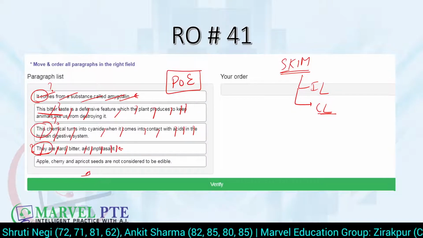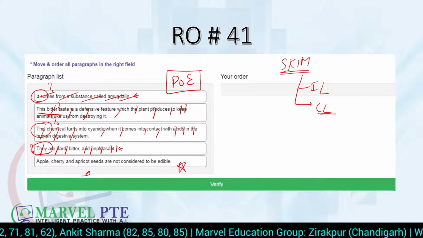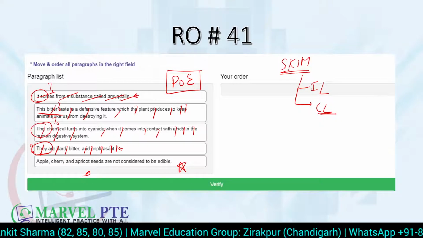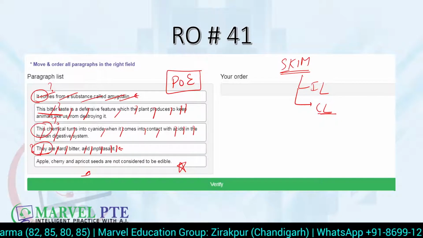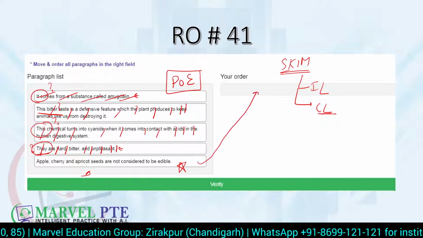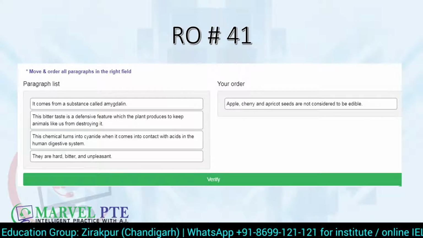Apple, cherry and apricot seeds are not considered to be edible. Yes. Anyway, by the process of elimination we are left with only one independent line, but yes, it makes sense also. It seems like an independent line also. Okay, so let's move this line over here and let's now see if we can make pairs.